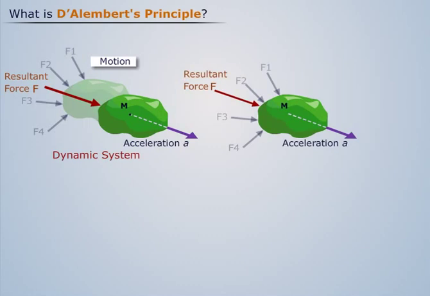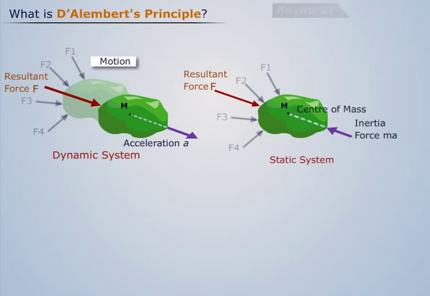According to this principle, we can convert this dynamic system into an equivalent static system by adding inertia force in the direction opposite to the motion of the object, which acts through its center of mass.